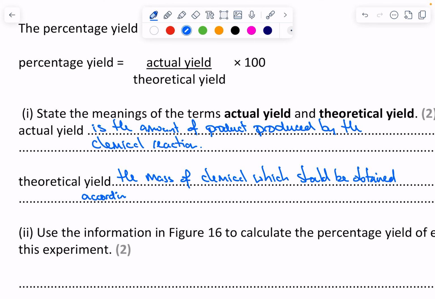According to the balanced chemical equation. So that's a theoretical amount that we are calculating.